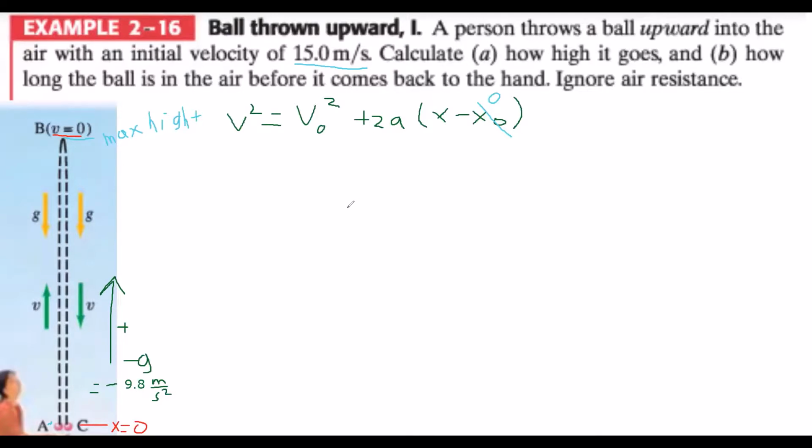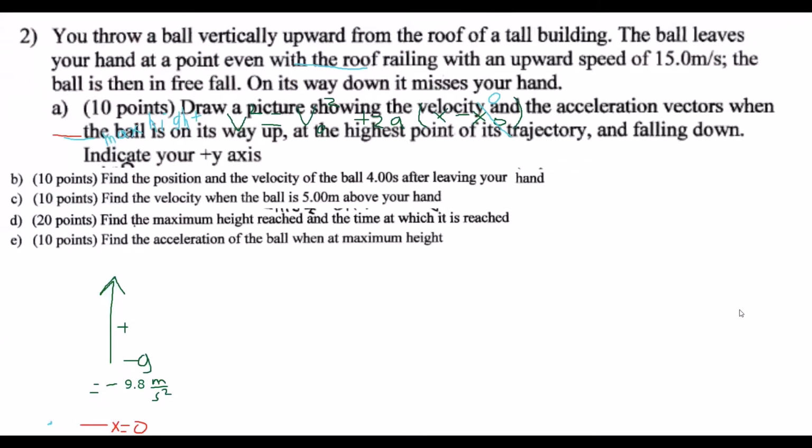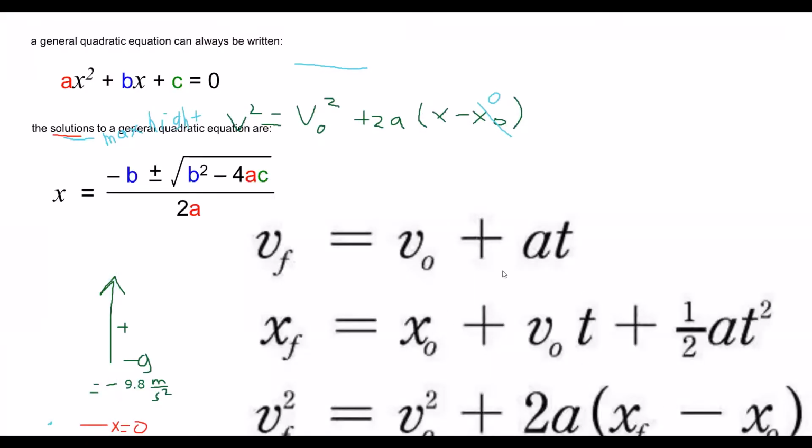If I pick the other one, let me see if I can scroll down. If I had picked, say, this one, we have x naught and we have v naught and a, but we don't have t and we don't have x final. So which one do I use? I have to solve for 2 variables and I can't do that with one equation. So you only want to solve for 1 variable per equation. Then if you were to look at the other one, you have v final and v naught and a. So you could solve for t there.